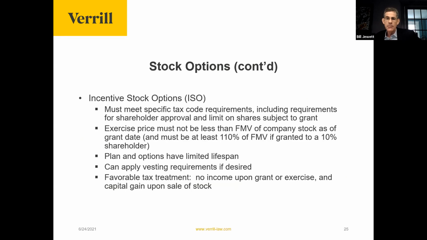So incentive stock options, what are they? Well, they're options as provided for in section 421 and 422 of the tax code. They have to meet certain requirements, including requirements for shareholder approval. There are limits on the number of shares that can be subject to grant.